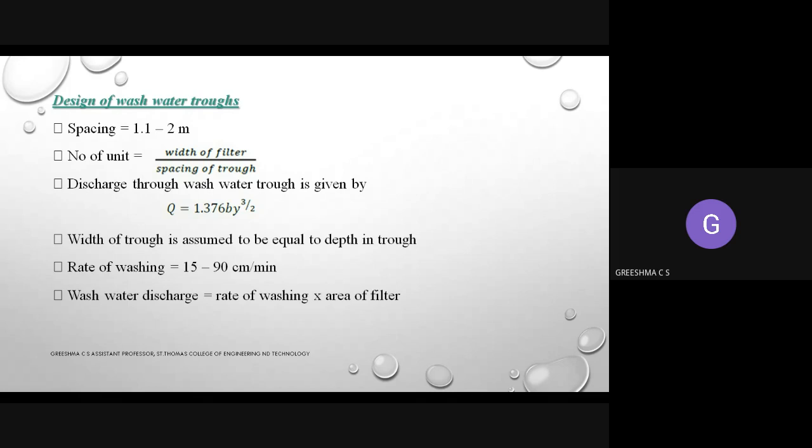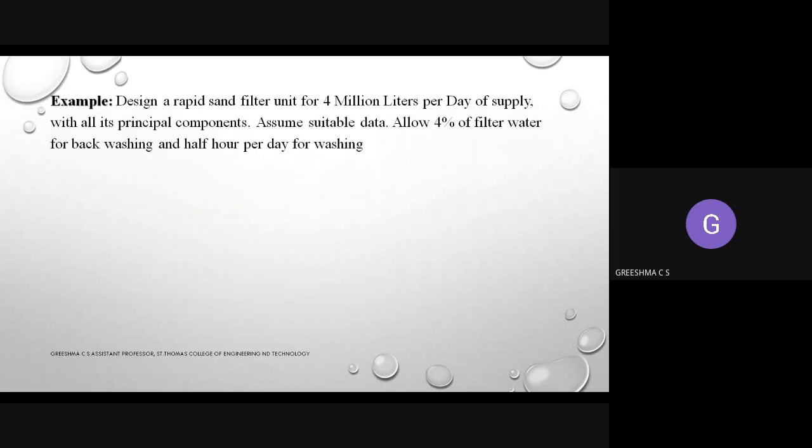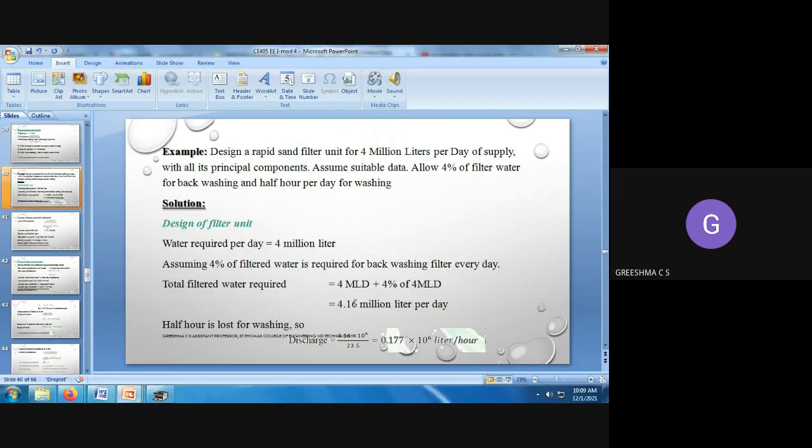The rate of washing is around 15 to 90 centimeter per minute. Wash water discharge is equal to the rate of washing into the area of filter. You will get the wash water discharge. There is a problem, and I think we can do the problem in the class.